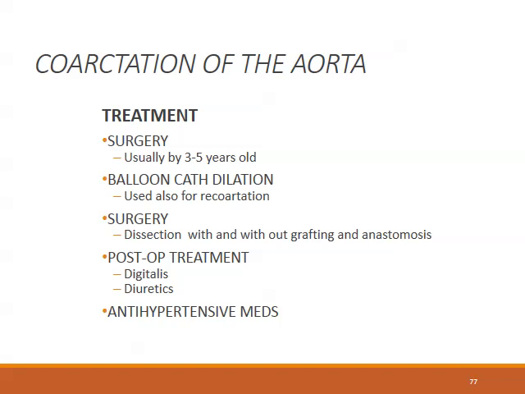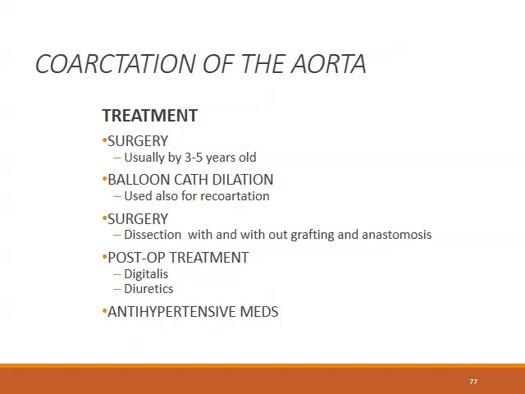Now the surgery, like we said, if possible, wait that long. If done earlier, more likely to have recoarctation. If recoarctation occurs past 6 years of age, it becomes very serious. Some other surgery they can do is just dissection with and without grafting and anastomosis. What the surgery does is remove the stricture and anastomose the ends. If it's large, they may have to graft a piece of the subclavian artery to the anastomosis.